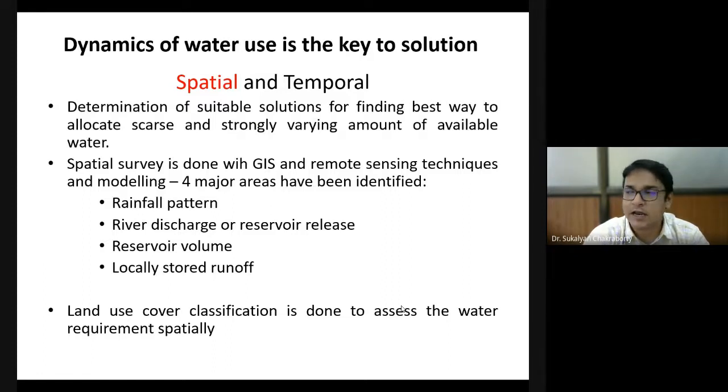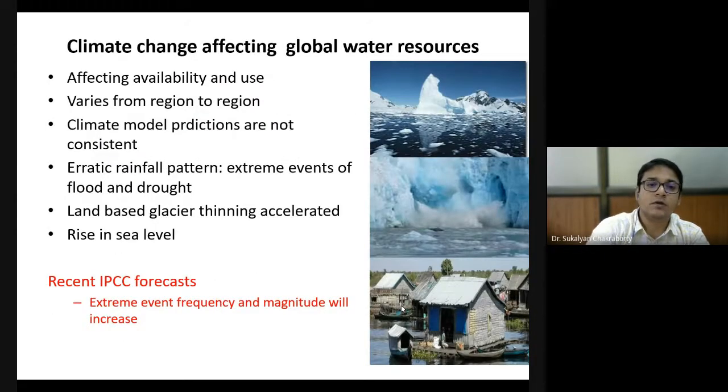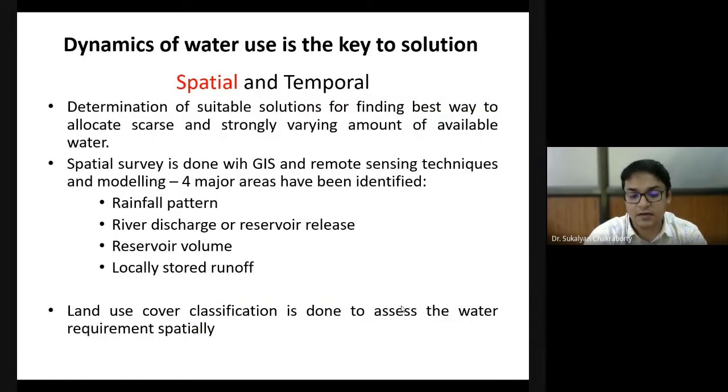So first of all, for that I need spatial and temporal monitoring. Spatial is with respect to location: what the different demands are, what resources are present there, and how much the gap is. Temporal means with respect to time: how it is changing. So we need to determine a suitable solution for finding the best way to allocate a scarce and strongly varying amount of available water. Four major areas have been identified for this. If I want spatial and temporal data of the water resource of a place, I need to go for these four points: rainfall pattern, river discharge or reservoir release, reservoir volume, and locally stored runoff. This determines the water budget of that case. From that, I can take the required measures for water resource management.